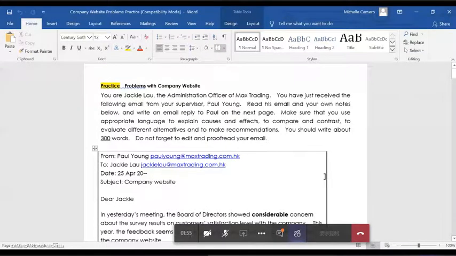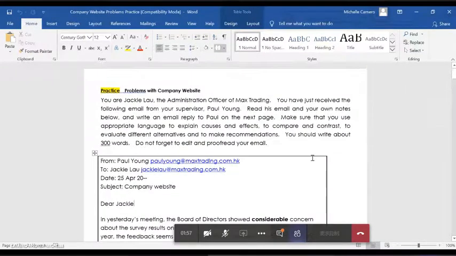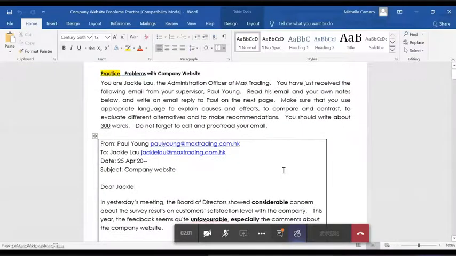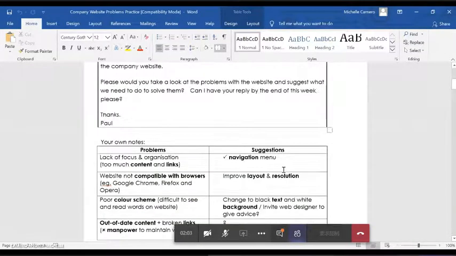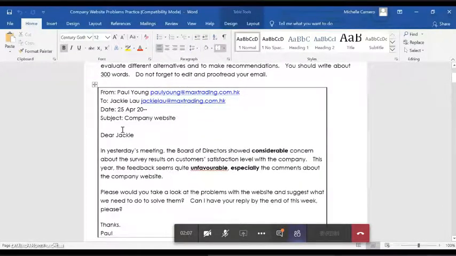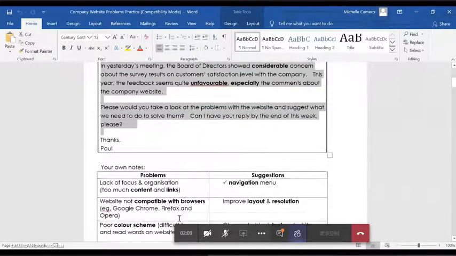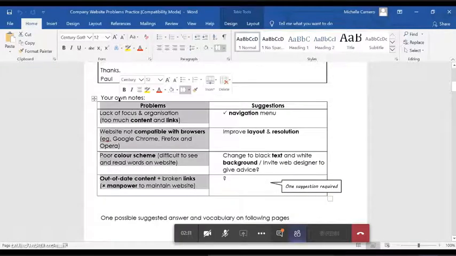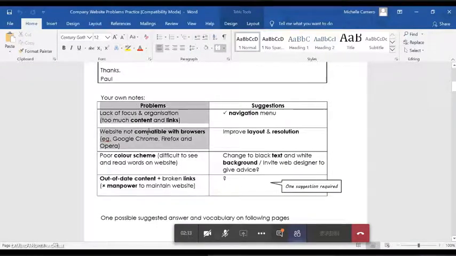Okay, remember there are 3 parts. I mean, the assessment paper is 1 page, but you'll see there's 3 parts. There's this top part here. Then there's the email from your supervisor. And then there's the box here, which has a lot of the main problems, and the suggestions, or you can call them solutions. Now, you have not seen this practice paper before.